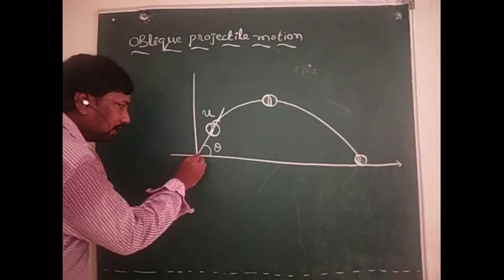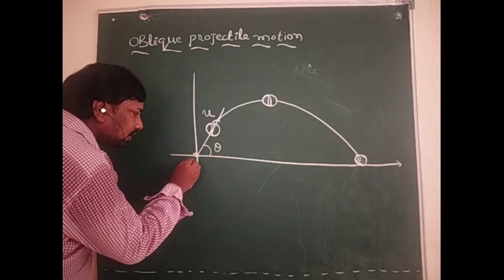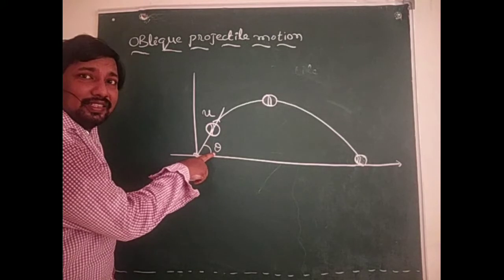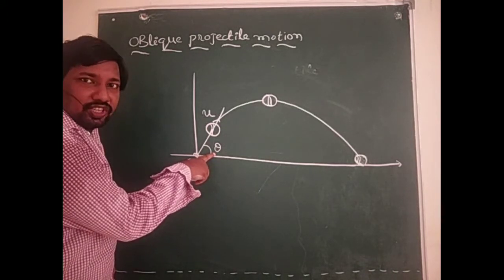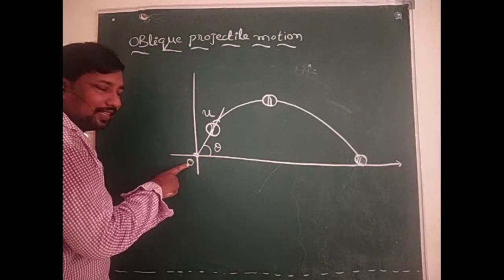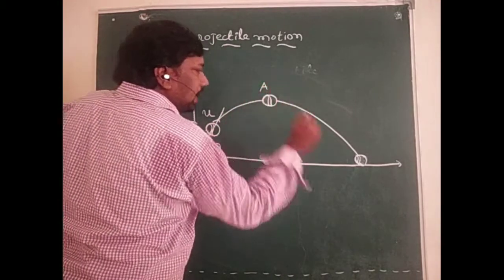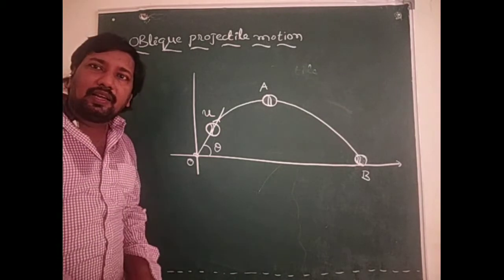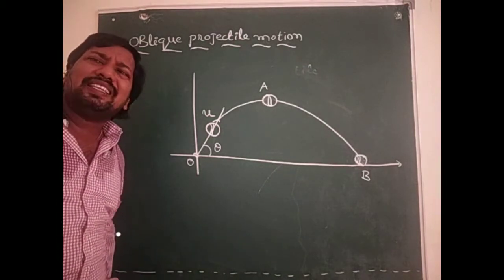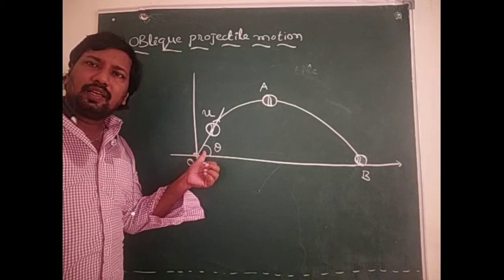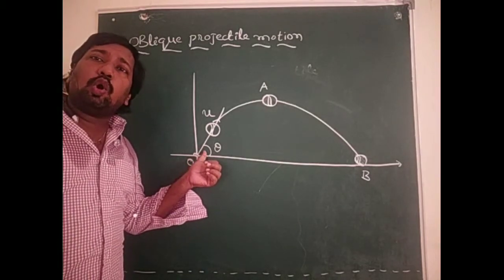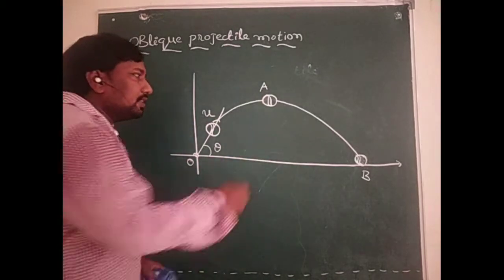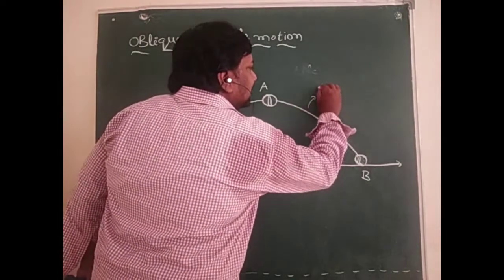Here this is the projection point, that is O. Theta is the angle of projection. The path is OAB. Here OAB is the trajectory path. What is trajectory? The path followed by the projectile is known as trajectory.